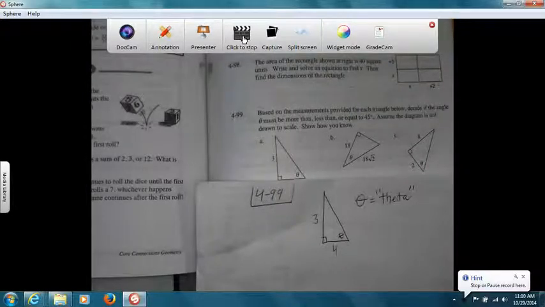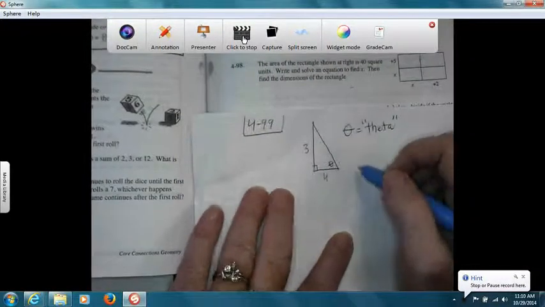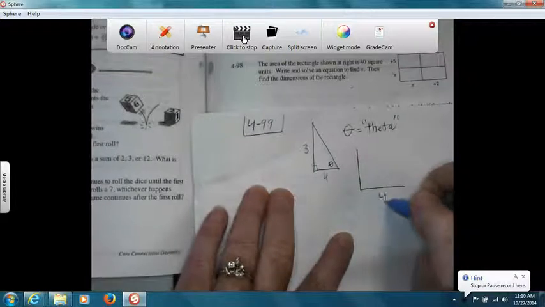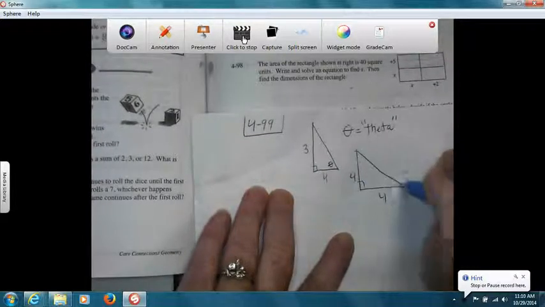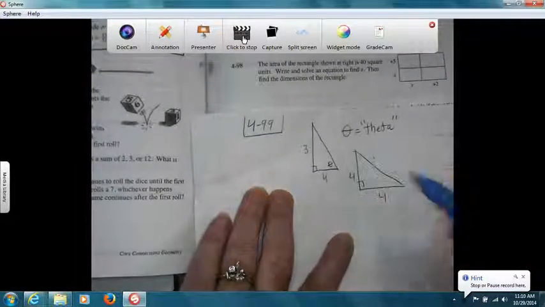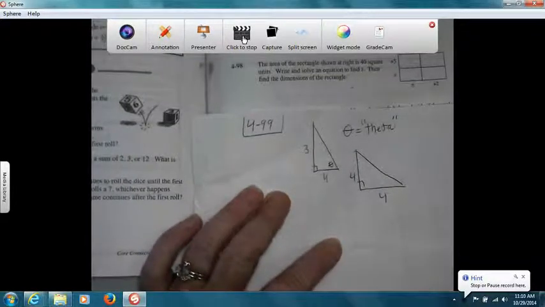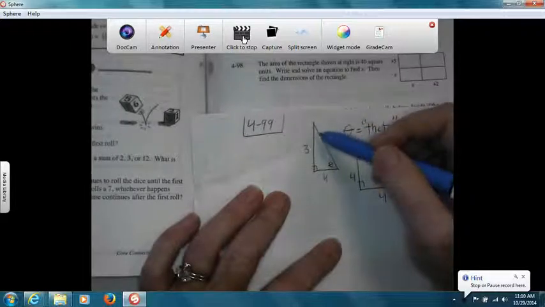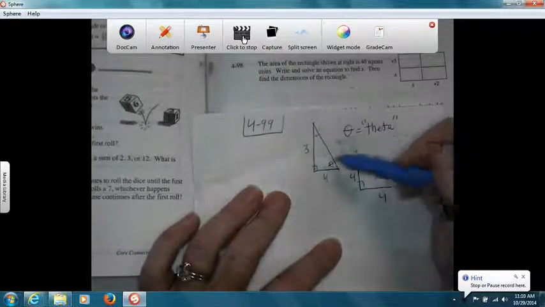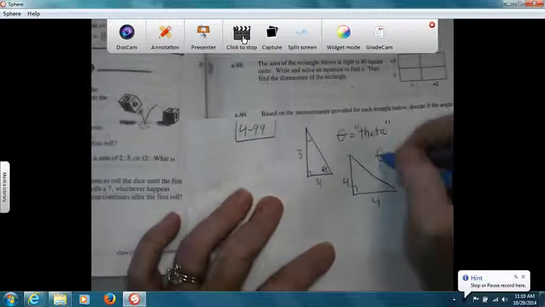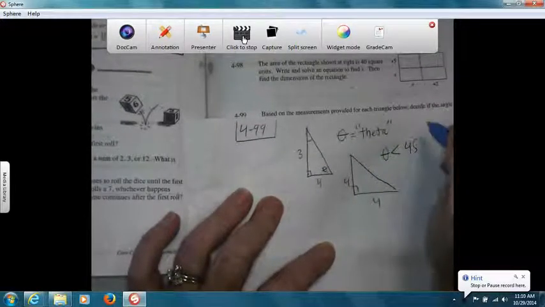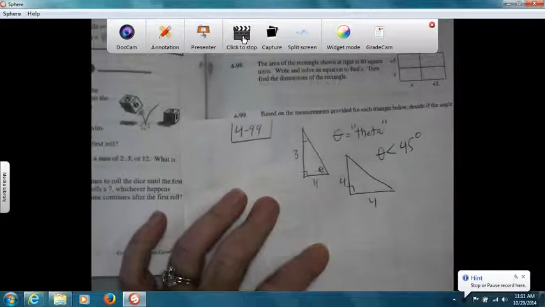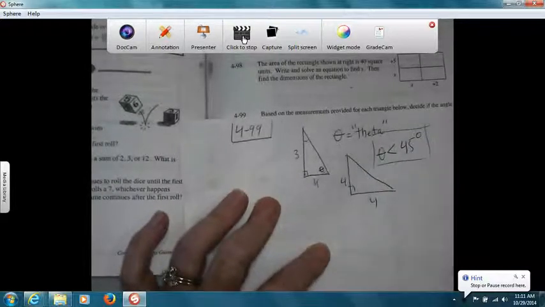It's across from the shorter of the 2 sides. If this was 4 and this was 4, then these would both be 45 degrees, because that's how it works when you have an isosceles triangle. But this one's the shorter side, so it's going to have the smaller angle, and this one would have the bigger angle. They tried to fool you by making it not drawn to scale. So theta is less than 45, and that's the answer for letter A.